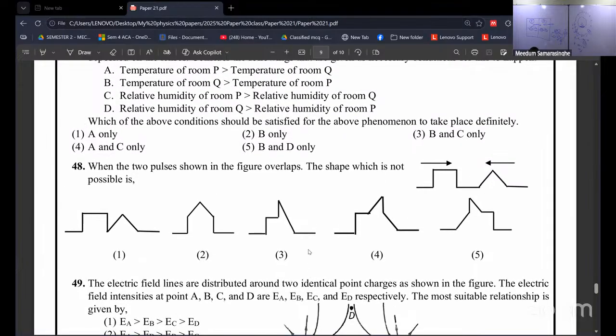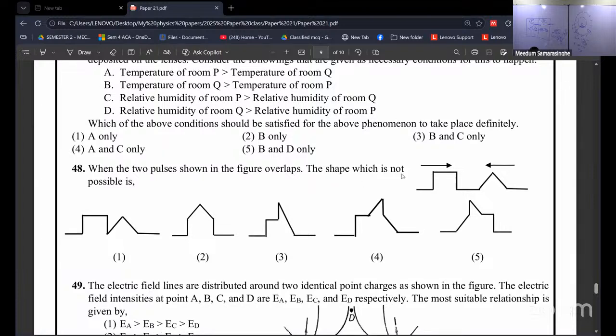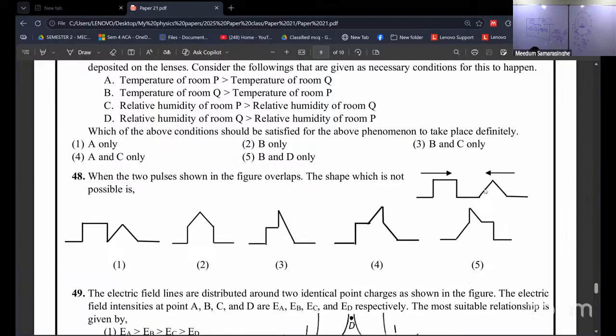When two pulses shown in the figure overlap, which shape is not possible? Now, from waves and oscillations, when two waves are traveling towards each other, you have to apply the principle of superposition. Let's say this condition is possible, right? Just before they meet each other. After they completely overlap, this can happen. This cannot happen, right? When half of the wave has come to this side.